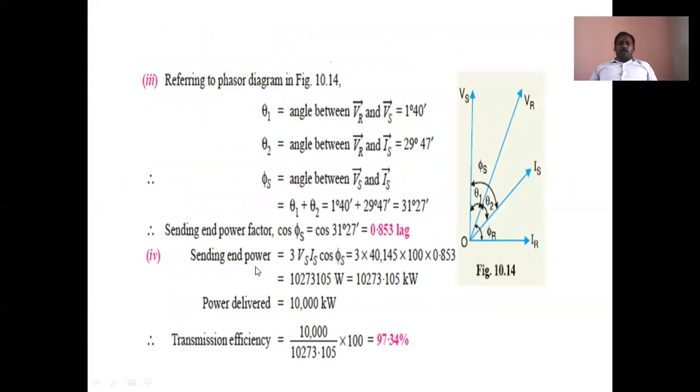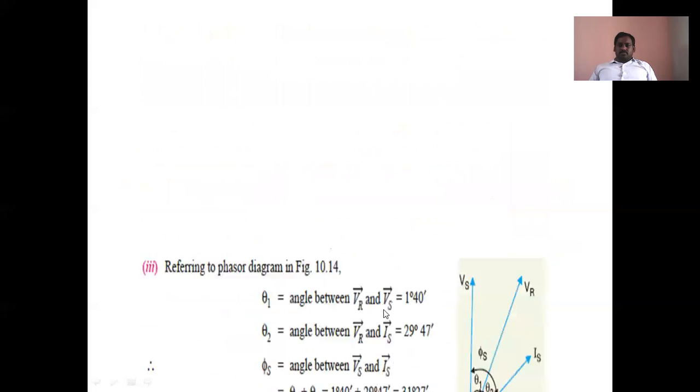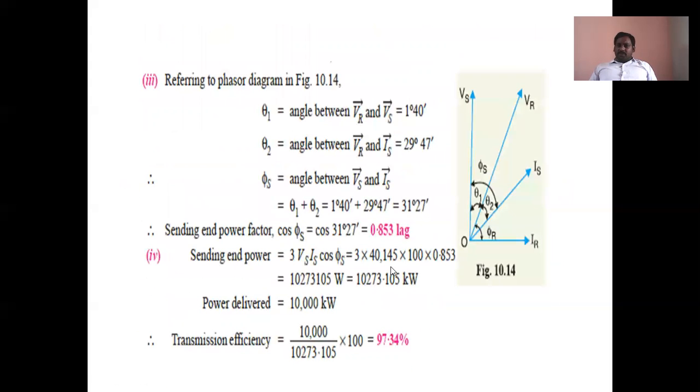So then the sending end power, which is three-phase power, is 3 into Vs into Is cos phi. This Vs value is the per phase value, Is is also a per phase value. So finally, if it is multiplied with 3, that is the direct three-phase value, for 3 lines. So the power delivered is equal to like this 10,000 kilowatts. So it is proved.